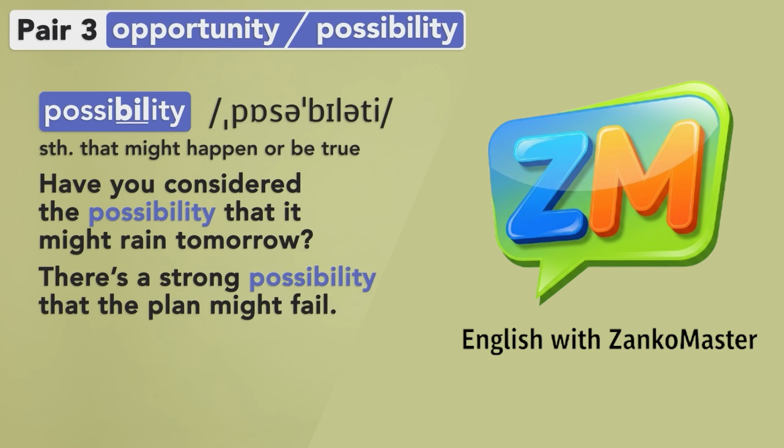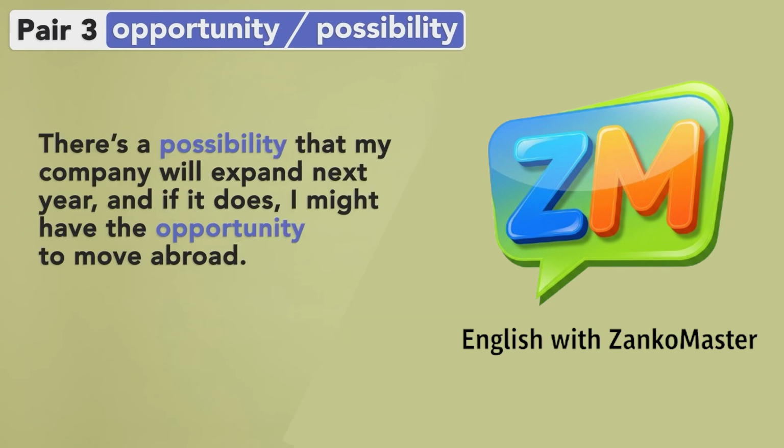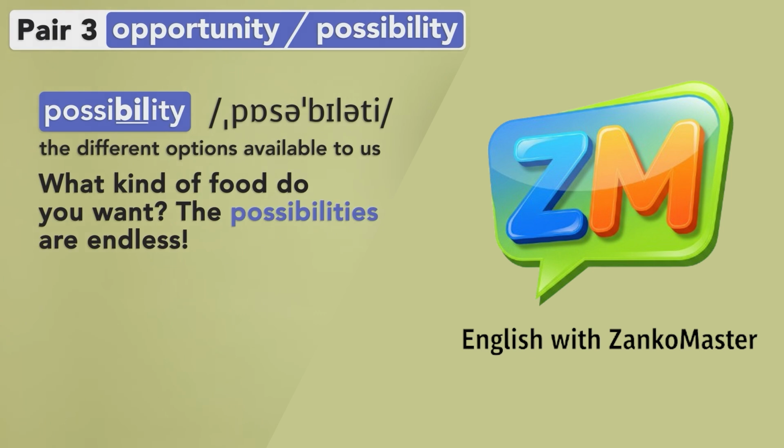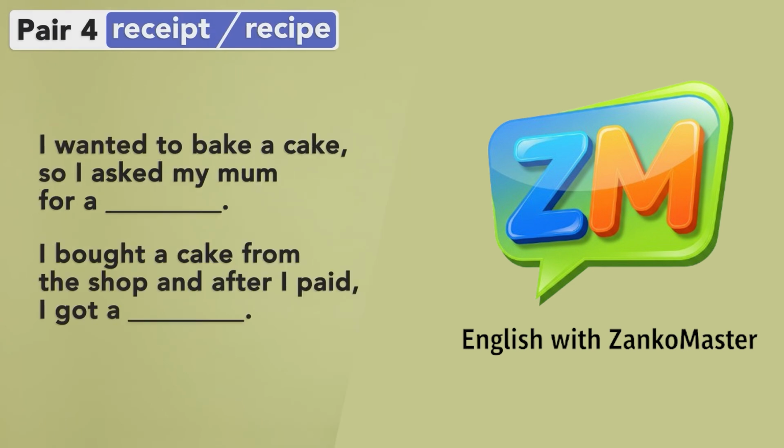Or there's a strong possibility that the plan might fail. Let's see an example with both words. There's a possibility that my company will expand next year, and if it does, I might have the opportunity to move abroad. We also use possibility to talk about the different options available to us. For example, what kind of food do you want? The possibilities are endless.